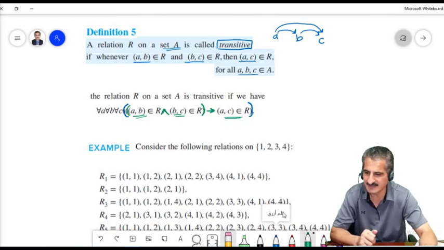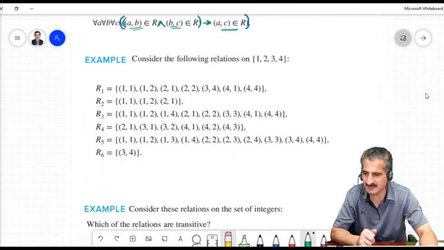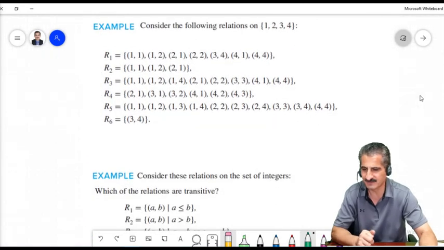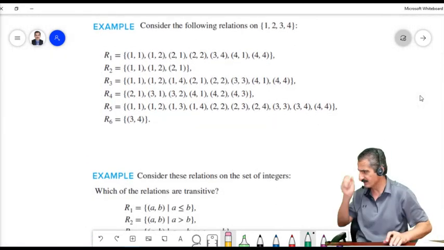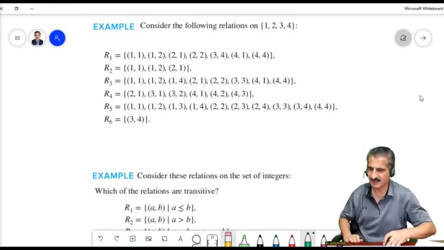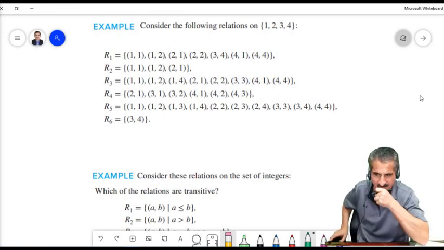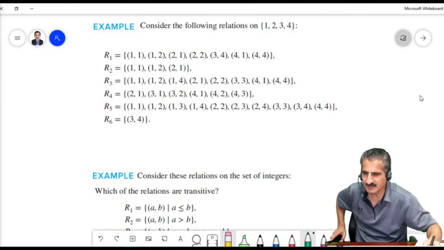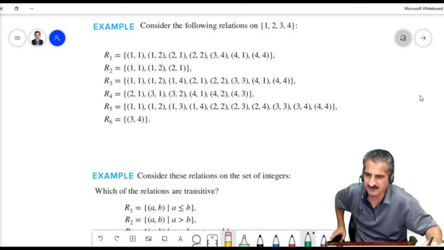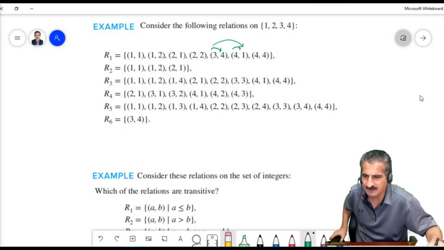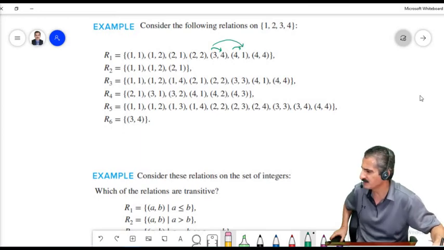Now let's have fun. Which of these relations is transitive? Now let's start, tell me. R1, is it transitive or no? 1 is related to 2, I can see. 2 is related to 1, and 1 is related to 1. Good. What else? 3 is related to 4. See here? 3 is related to 4, and 4 is related to 1. So 3 related to 1? No. So this is not transitive.